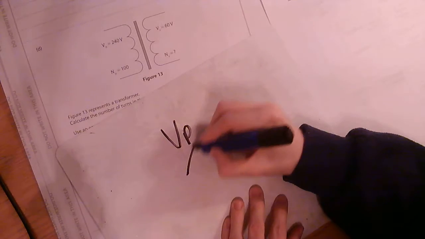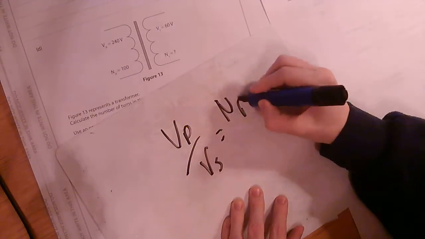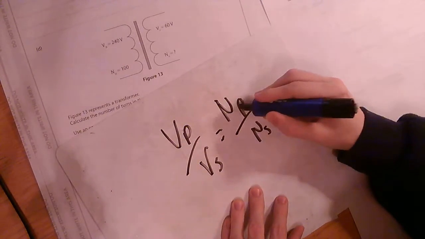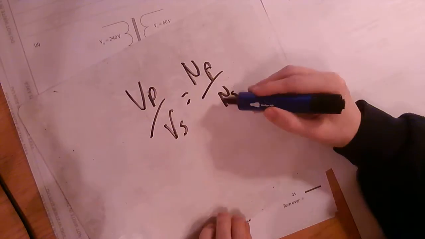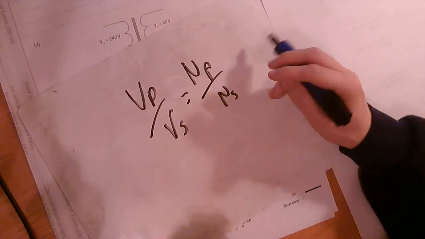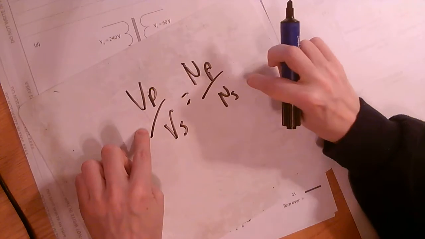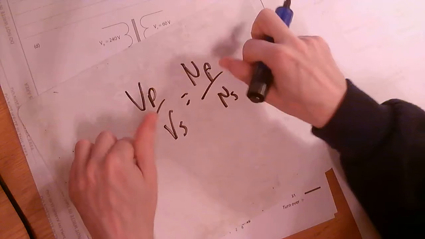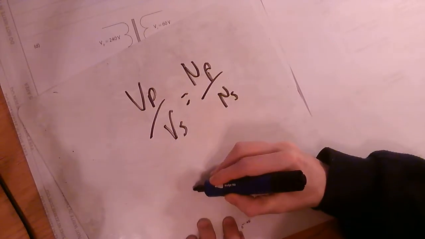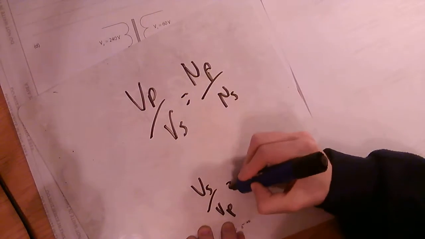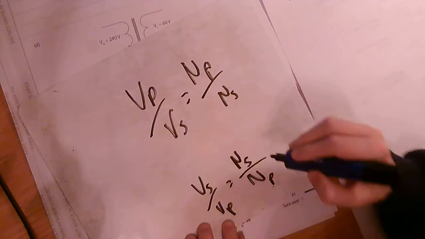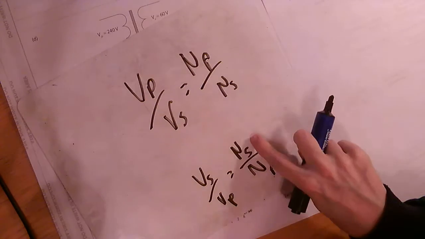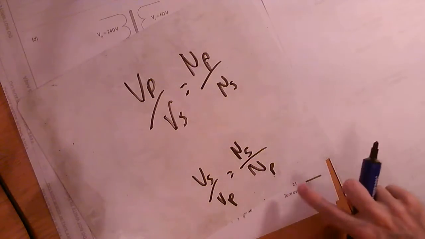There we go. So we've got our VP over VS is equal to NP over NS, and we're trying to figure out what NS is. Now the trick to figuring out something that's at the bottom of your fractions here, if you've got one fraction equal to another fraction, you're trying to get at this thing here, just flip them. That'll make things a lot easier. So we have VS over VP must equal NS over NP. There it is, and to rearrange to get NS, all we need to do is multiply both sides by NP.